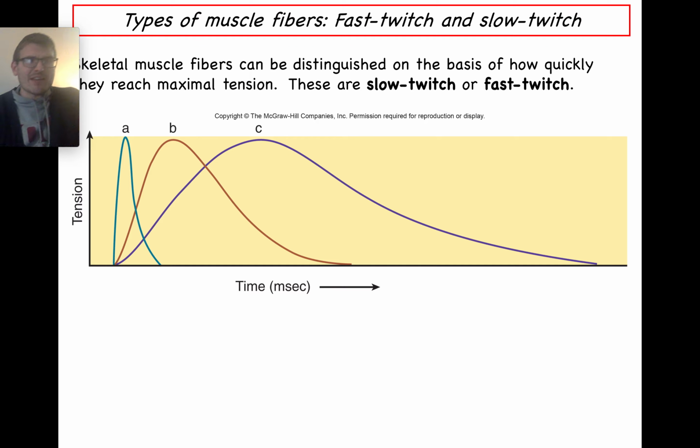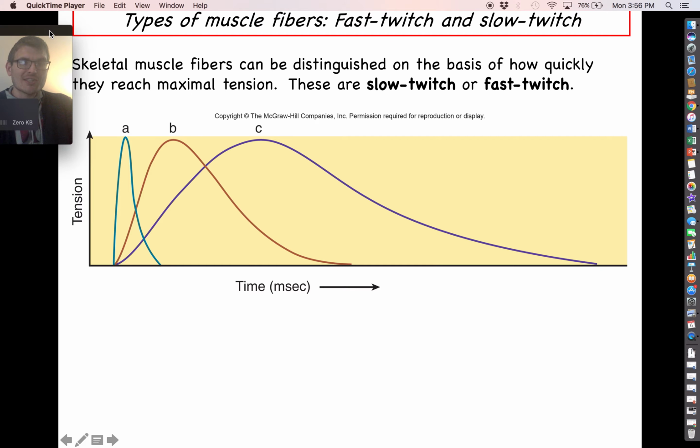So as we finish up here on skeletal muscle, we need to be aware that there are actually several different types of skeletal muscle. These are probably things that you've heard of before. You've probably heard of slow twitch muscle fibers and fast twitch muscle fibers.